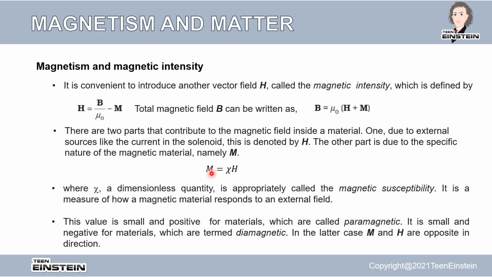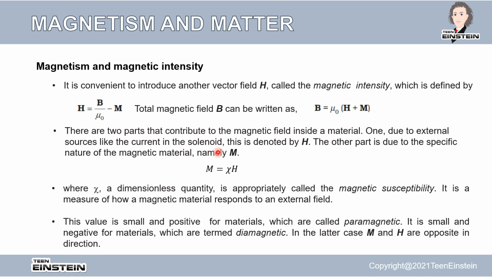Now M equals chi multiplied by H. It's very important that M is directly proportional to H, because H is the external magnetic field. You're keeping a material inside an external magnetic field, so the magnetization in the material has to obviously depend on the external magnetic field. That's why M is directly proportional to H, and that proportionality constant is chi. This chi is the magnetic susceptibility. It's a measure of how a magnetic material responds to an external field.